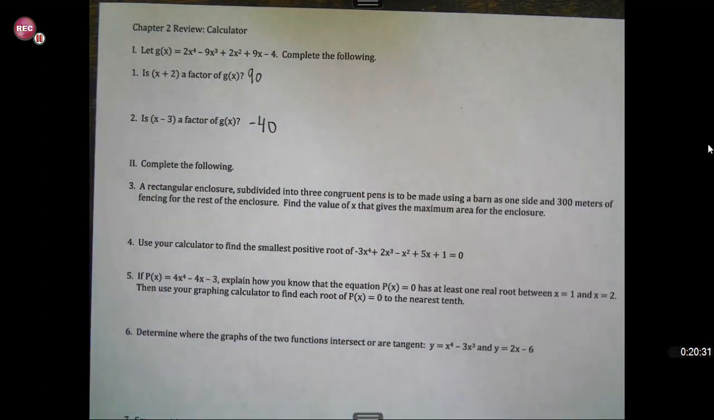And again, could have used synthetic division for that. Could have just plugged it in and figured it out that way. But like I said, it's a calculator problem, so we move on.